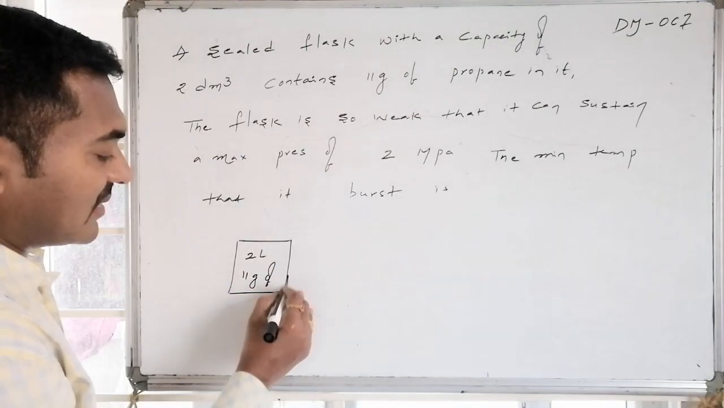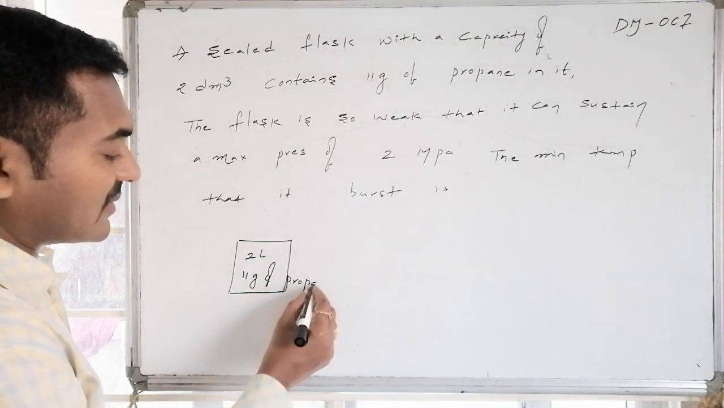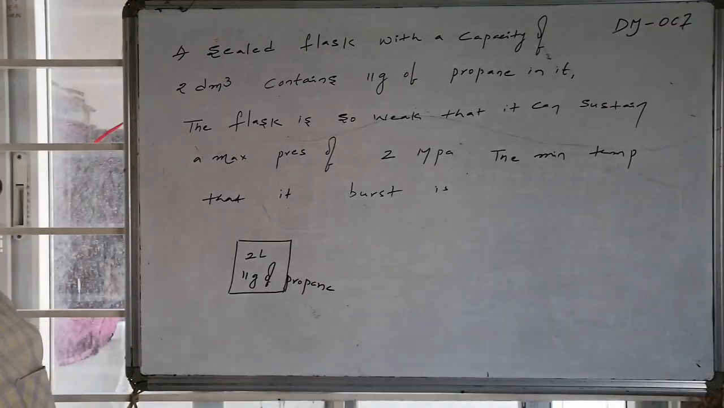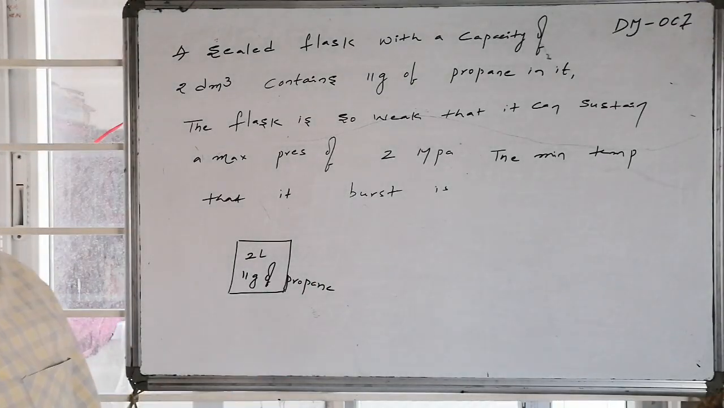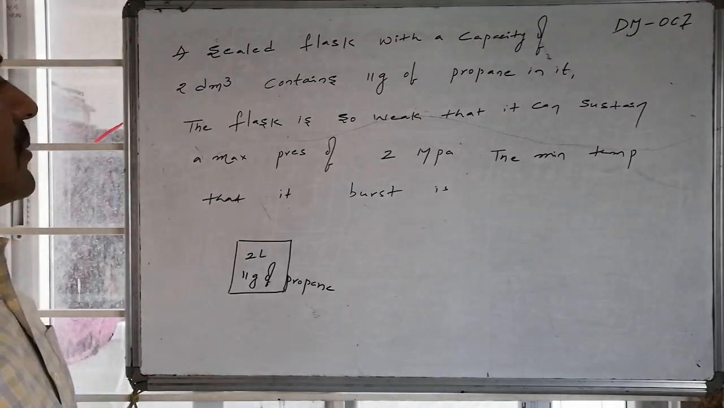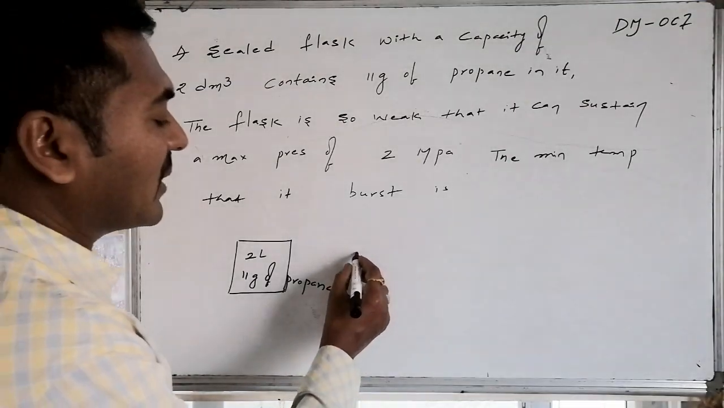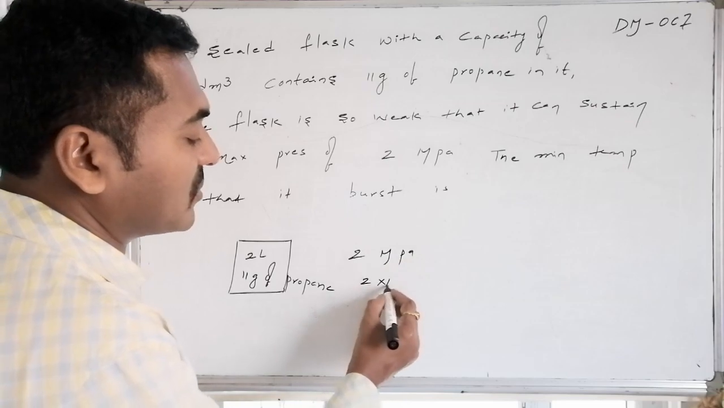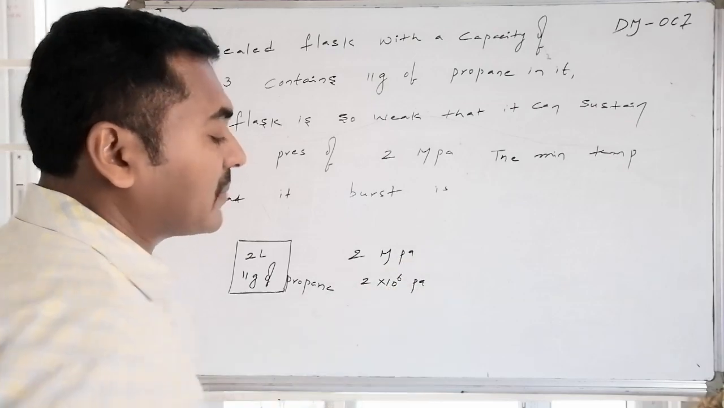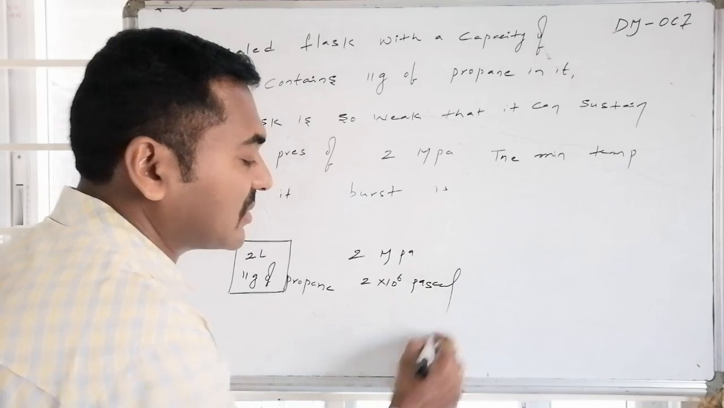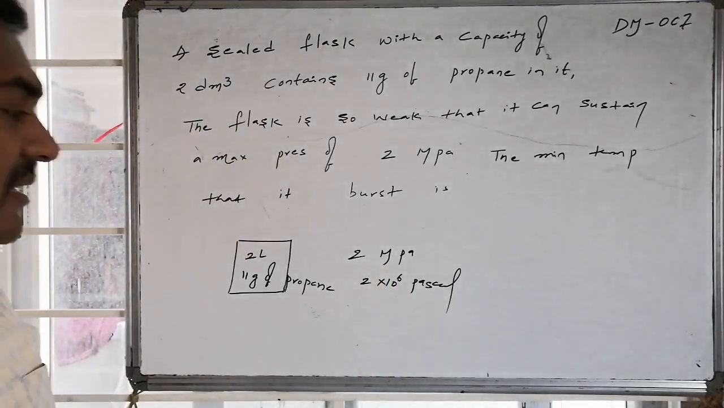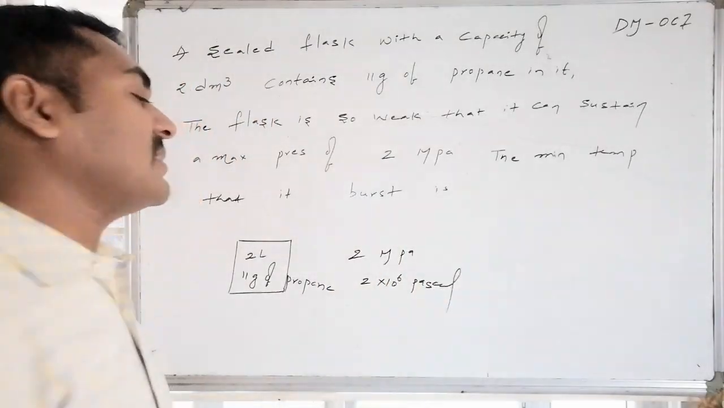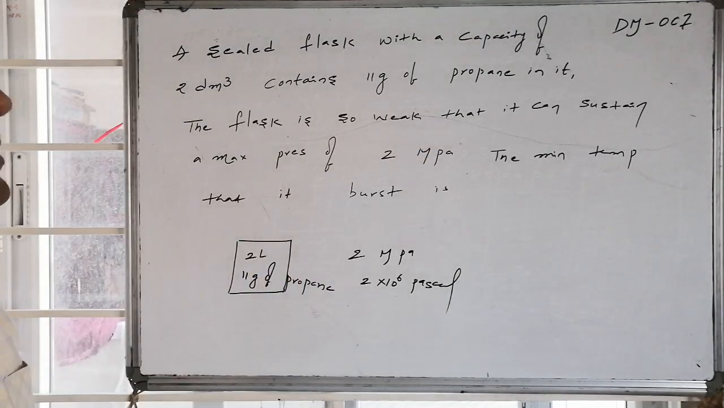It contains 11 grams of propane, whereas this particular flask is so weak that it can sustain a maximum pressure of 2 megapascals. 2 megapascal stands for what? Mega stands for 10 power 6, so 2 into 10 power 6 pascals. Up to this much pressure it can sustain. At or above this, the flask will burst open.